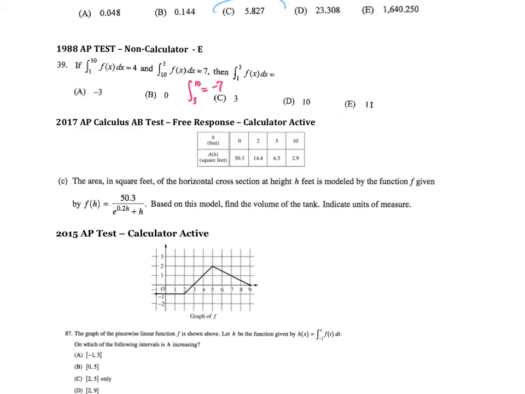So if they're asking for the area from 1 to 3, I could say, all right, well, I'm going to take my total area from 1 to 10 minus my area from 3 to 10, and I would be left with the area from 1 to 3. So I'm going to take my 4 minus my -7, and I would get 11 for my area from 1 to 3.